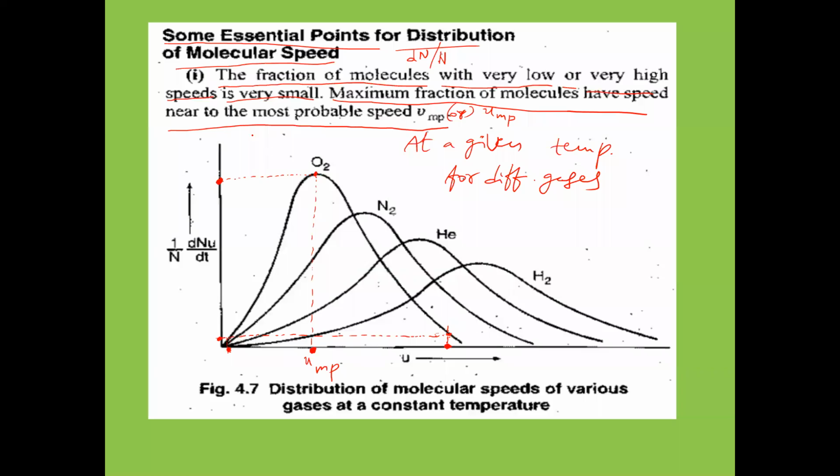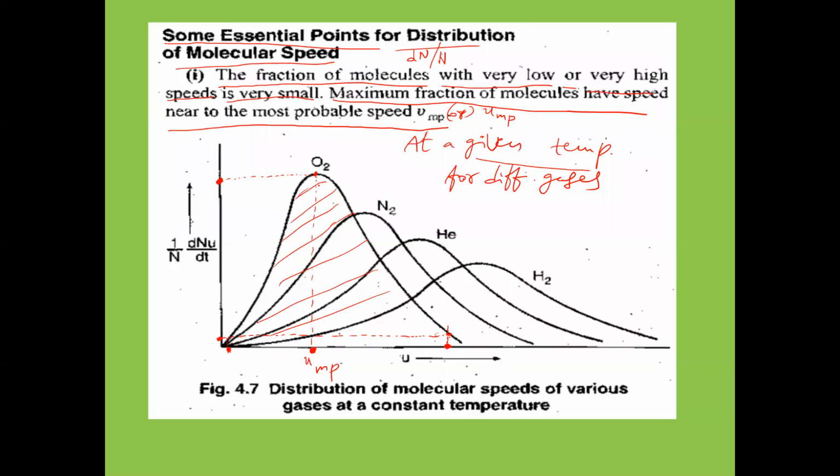Suppose you take this one, at the given temperature, this is the area under this curve of oxygen. Suppose this oxygen is taken at a given temperature. At the given temperature, this is the area under the curve of oxygen. What does this area under the curve of oxygen indicate? The total number of molecules of oxygen, the total number of gas molecules of oxygen.